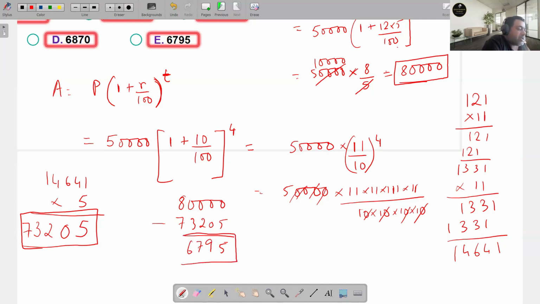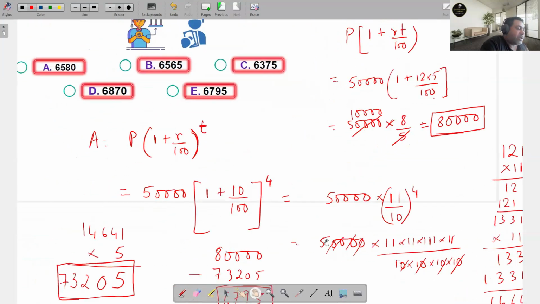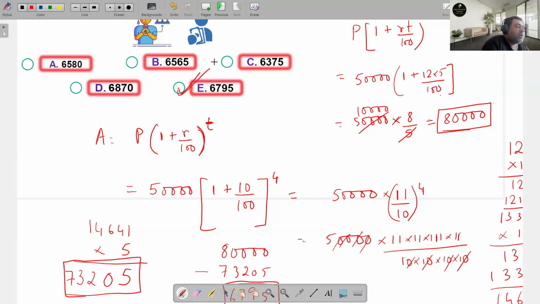So it will be 6795. Okay, and that's option E. So that's your answer, 6795. That is the difference of the repayment amount.